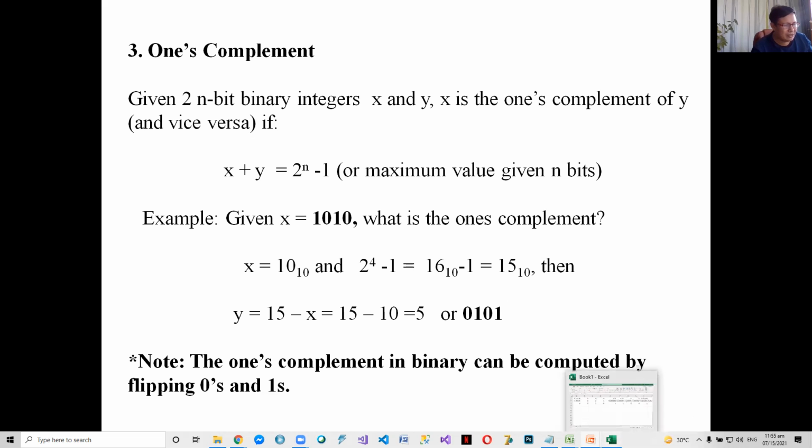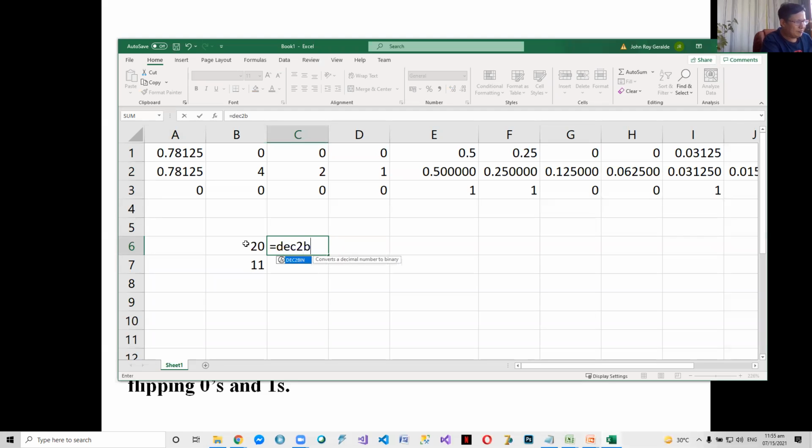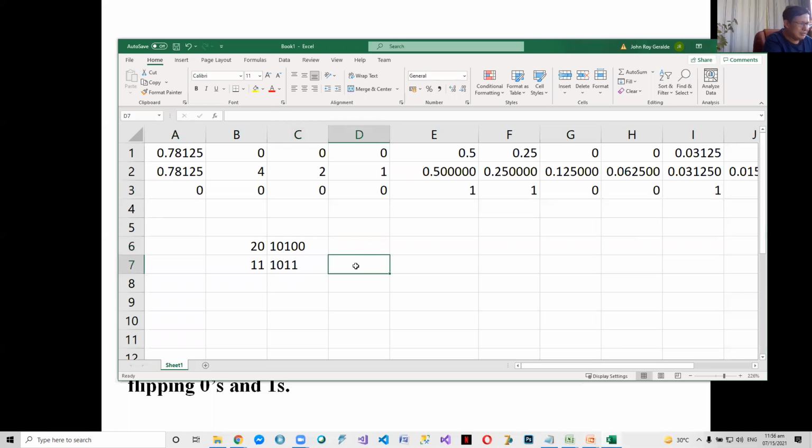Okay, let's do that in Excel anyway, no? There's a short way to do that. We have 20, 11. We can use DEC2BIN, right? Equals DEC2BIN of 11. Lagyan natin ito ng isang zero, kasi i-right align natin. The value is 1011. Let's put a string para magkapareho sila. This is 11. Kulang lang, kailangan natin ng leading zero. So take note, it's just a flipping of 0 and 1. Do you follow? So, that's a short way.